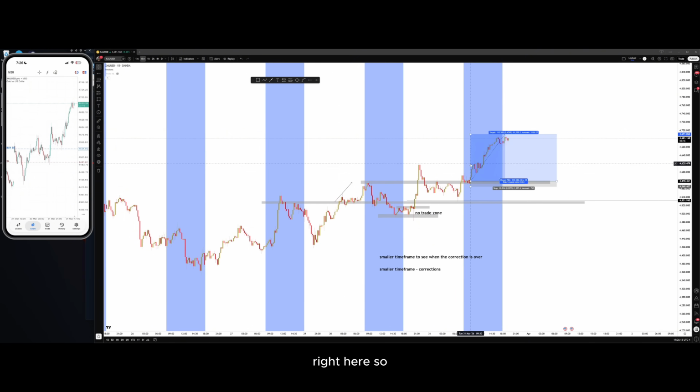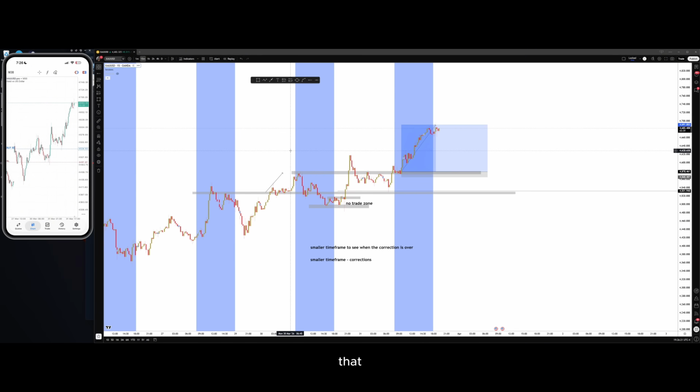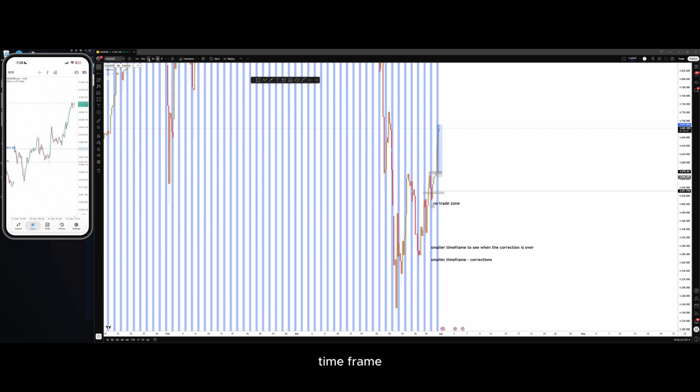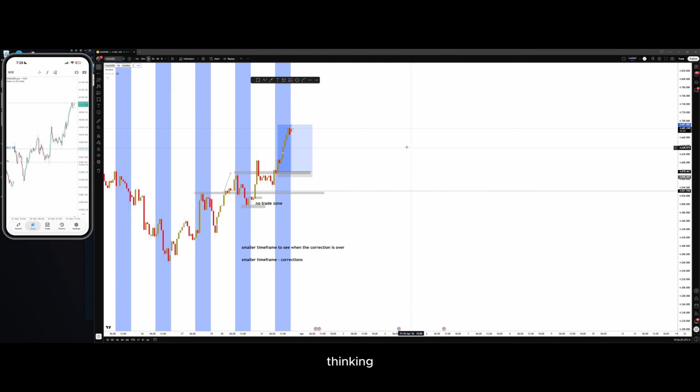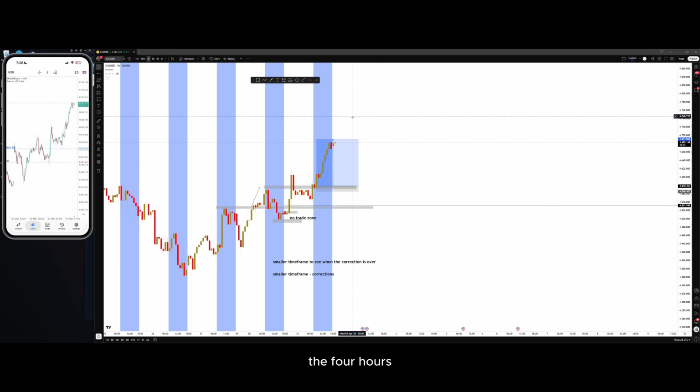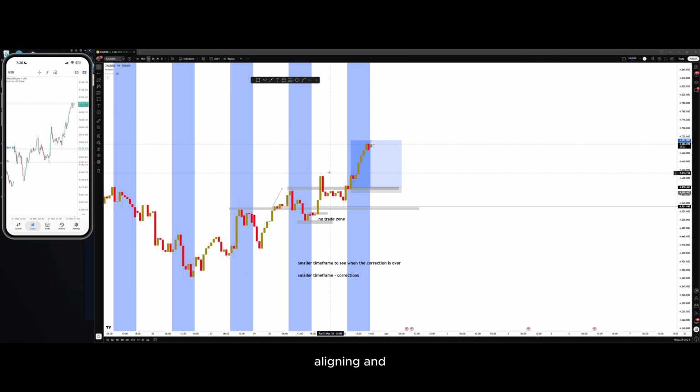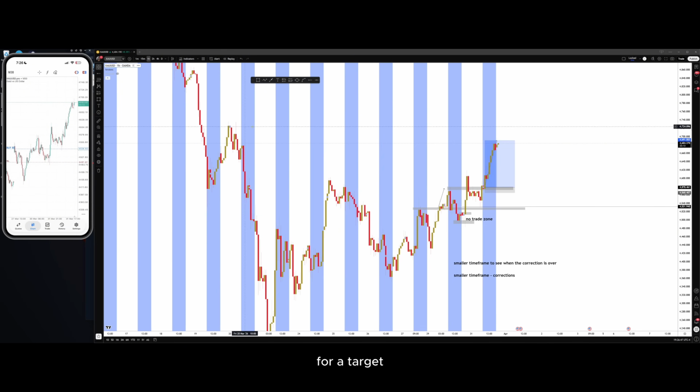level right here. So there's multiple ways to understand when a correction is going to be over. It's just understanding that you have to make sure that the 4 hour time frame and 1 hour time frame are all aligning with what you're thinking. So you can't have the 4 hour being bearish and you're looking for price to go bullish on the 15-minute time frame, that's the opposite. You have to make sure everything is aligning and everything is pretty much on the same accord. So 4 hour bullish, 1 hour bullish, 15-minute time frame bullish. And then you're looking for a target.